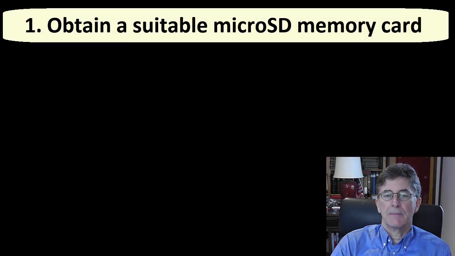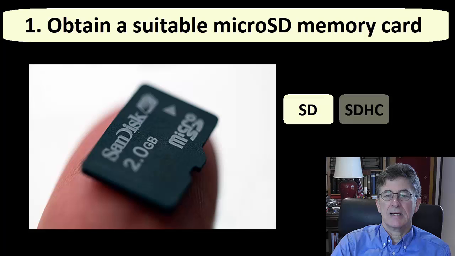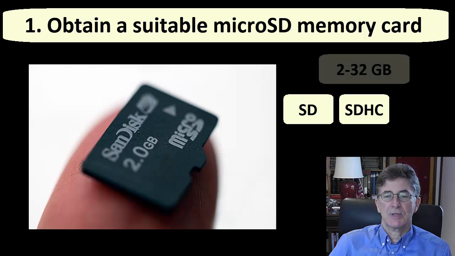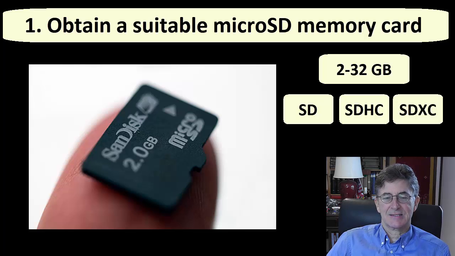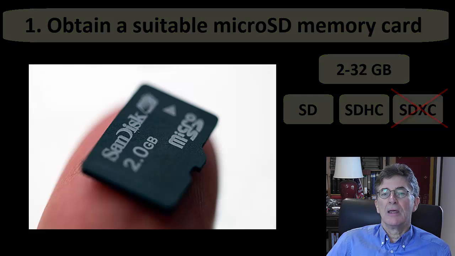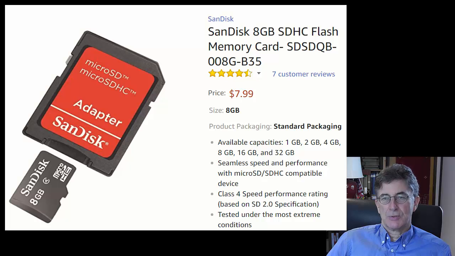Obtain a suitable microSD or microSDHC memory card. Obtain a microSD or microSDHC memory card with a capacity between 2 GB and 32 GB. microSDXC cards are not supported on the EV3. If you need to buy a card, I suggest you buy an 8 GB card from Amazon from a well-known manufacturer such as SanDisk or Kensington.